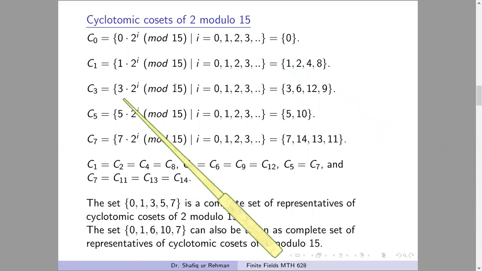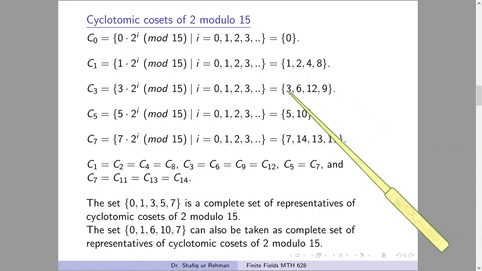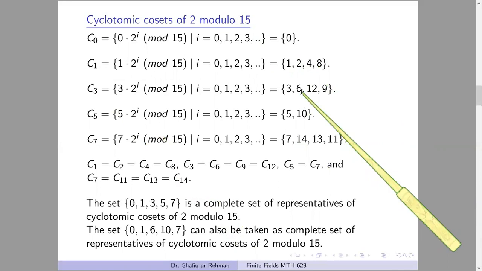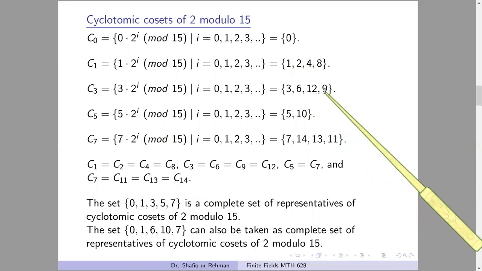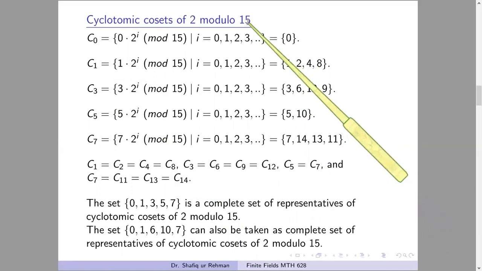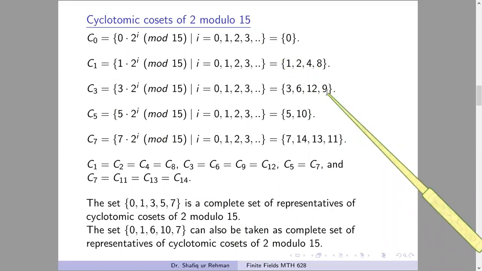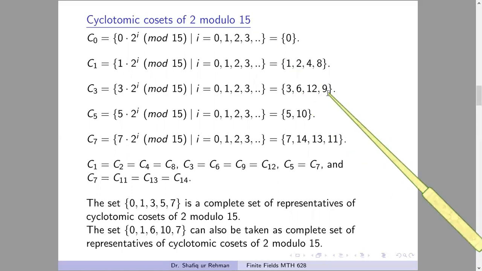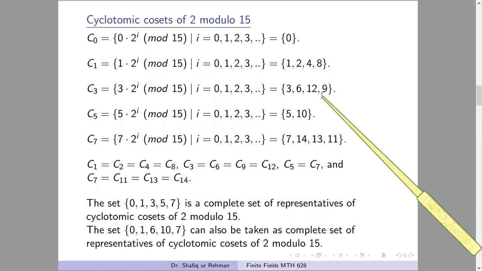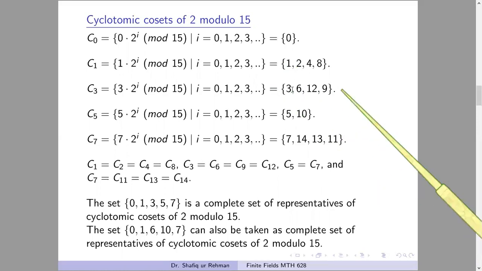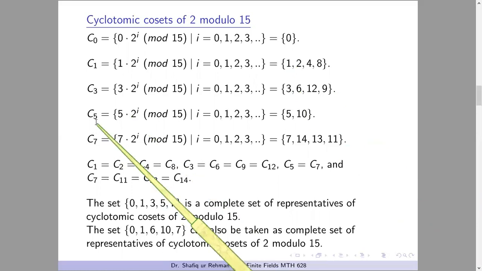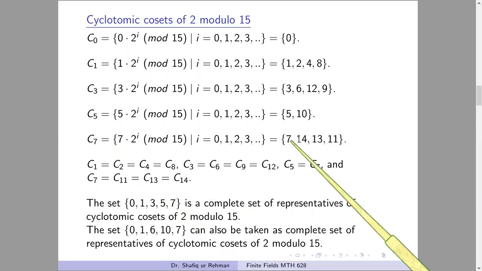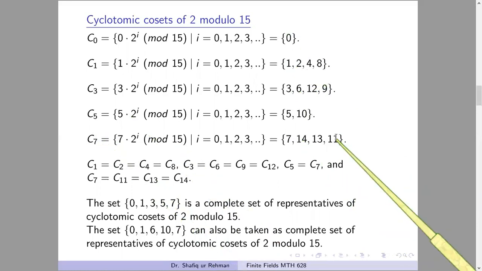Similarly for C3 we start from 3, then multiply 3 by 2, then again multiply by 2, again multiply by 2, and we get 24, that is equal to 9 mod 15. And when we multiply 9 by 2 we will get 18, that is equal to 3 mod 15. So we stop at 9 because after 9 repetition starts. Similarly for C5 and C7 we can find all these sets.